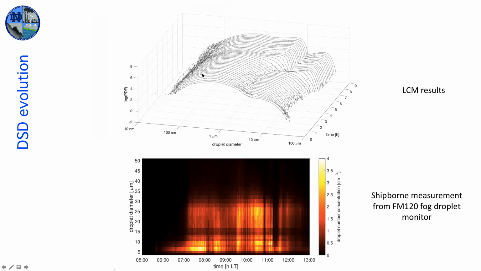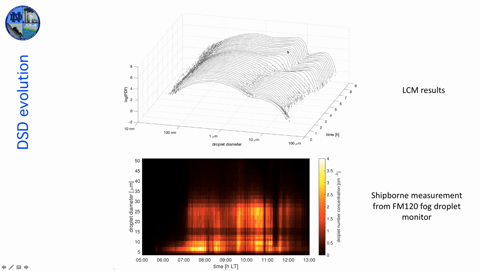If we plot this on a waterfall diagram, on the top here is the exact same thing that was shown in that animation. Here's the initial droplet spectrum, which we're basically taking from the measurements. And here it is as it evolves. Here's the development of the peak out to the right.